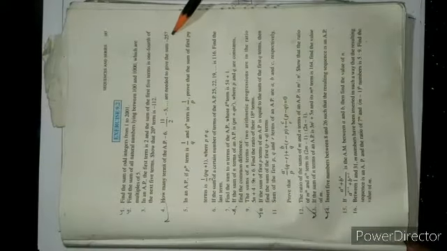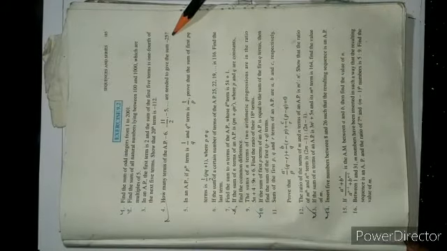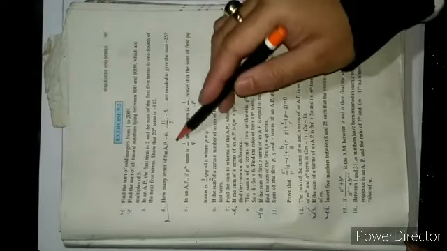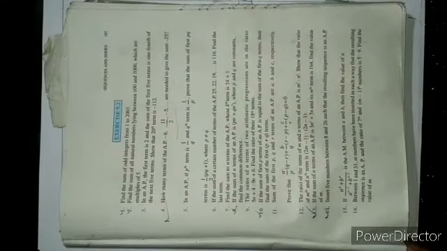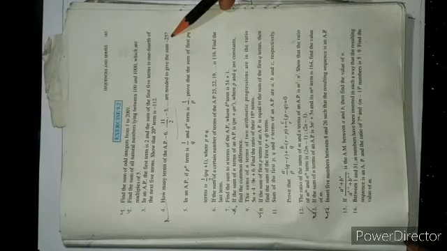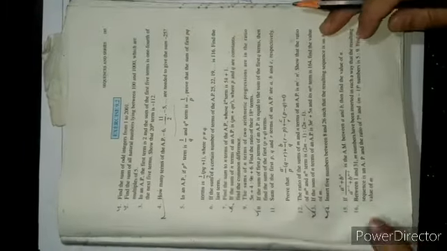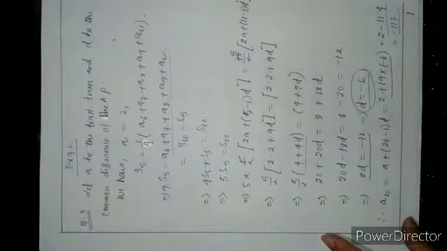Next question number 4. How many terms of the AP -6, -11 by 2, -5 are needed to give the sum -25? Find the number of terms of the AP whose sum is -25.